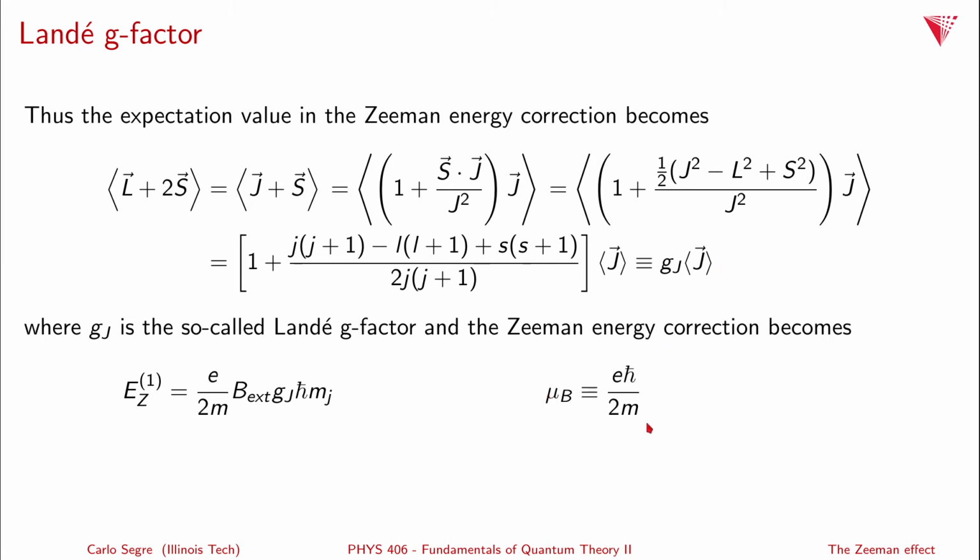The Bohr magneton is e h bar over 2m, a constant. You can extract the Bohr magneton from here, since you have e over 2m and an h bar. The value of the Bohr magneton is 5.788 times 10 to the minus 5 eV per Tesla. The energy correction then becomes the Bohr magneton times the Landé g factor, which depends on these terms here, times B external times m sub j.